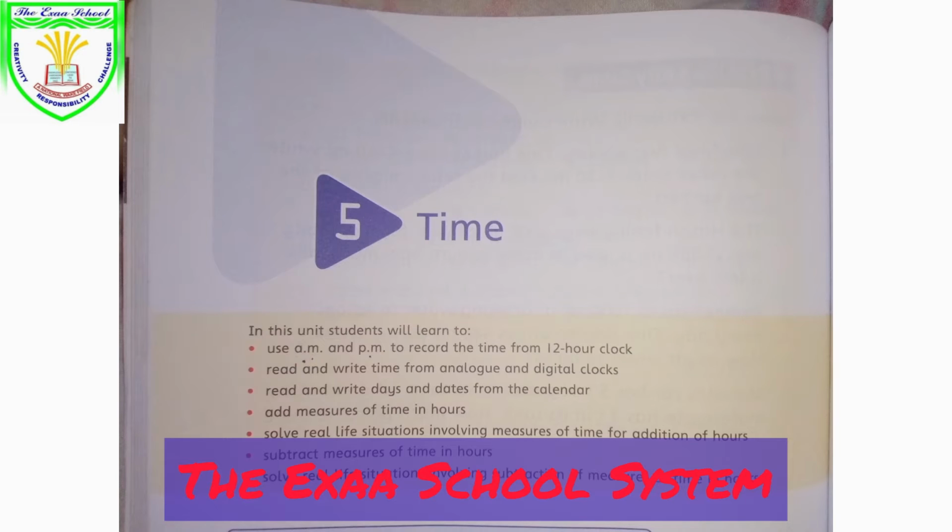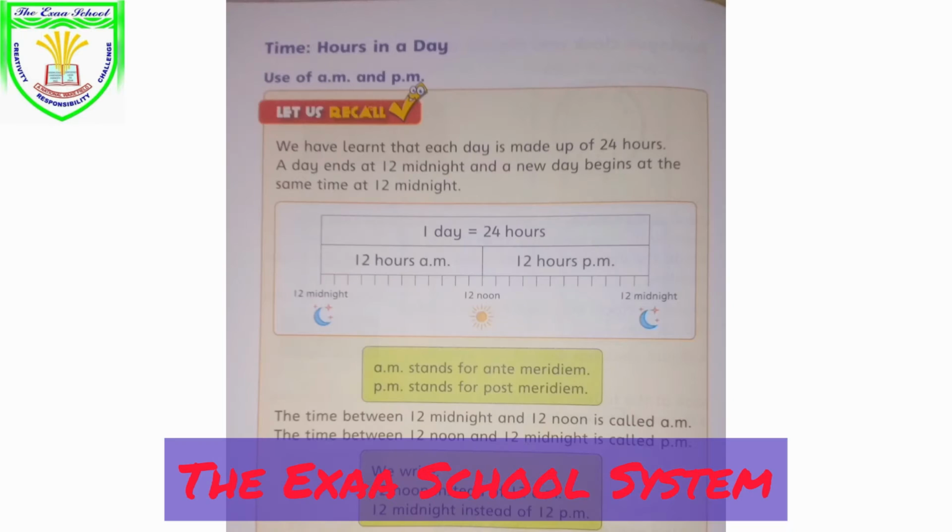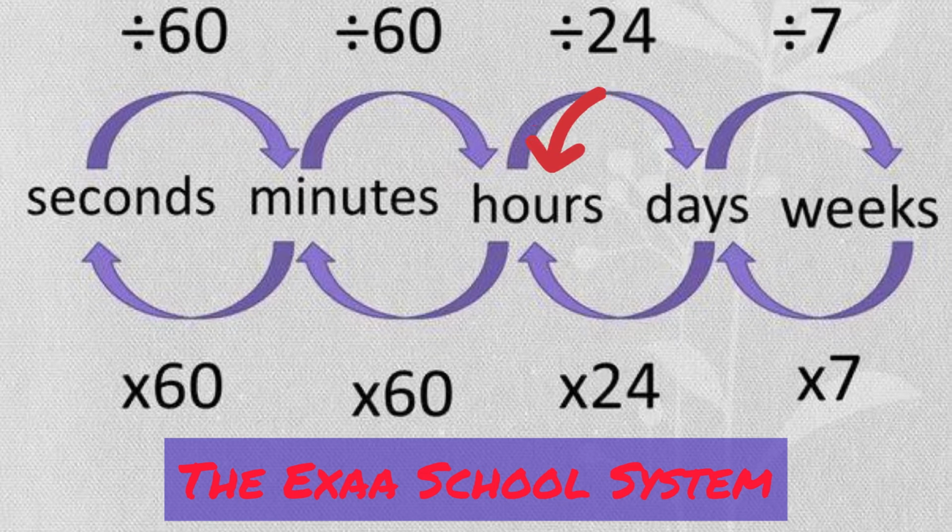This is your mathematics lecture and today we will learn about Unit 5 Time. For telling time, we should know about the units of time. First one is hours, second one is minutes and the third one is seconds. At the end of this unit, you will be able to tell about these units of time.